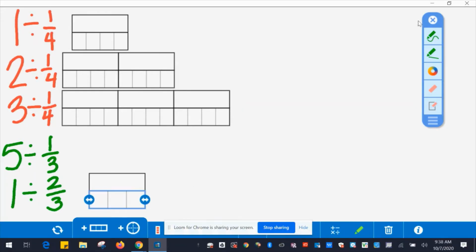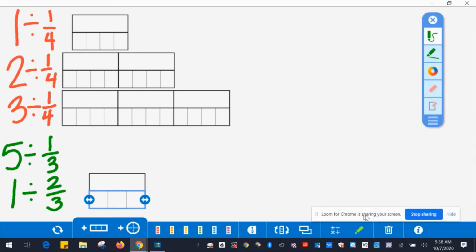Hello, today I'm going to talk to you about modeling fraction division with bar models and also leading into the standard algorithm of dividing a fraction by a fraction. In 5th grade, students started dividing whole numbers by fractions. So along the left side of the screen, you will see a series of problems I set up to kind of develop a pattern with students.